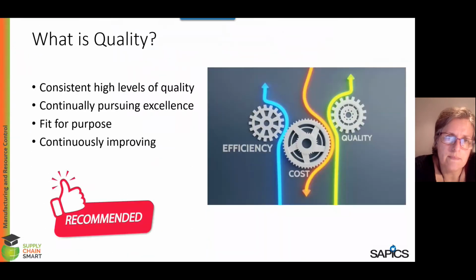So what is quality? Quality is about ensuring consistent high levels of quality, continuously pursuing excellence, but it needs to be fit for purpose. There is no point in putting quality standards in place that the customer cannot perceive, the customer will not see. That is called overproduction or overprocessing. Continuous improvement is what you are doing to continually improve the quality of the product that you are purchasing.